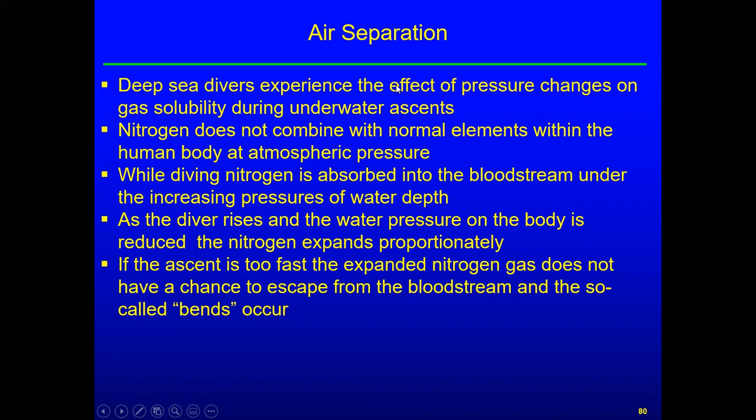As the diver rises, the water pressure on the body is reduced and nitrogen expands proportionately. If the ascent is too fast, the expanded nitrogen gas does not have a chance to escape from the bloodstream, and the so-called bends occur, and you get all these nitrogen bubbles floating around in your bloodstream, and it's not good for you.